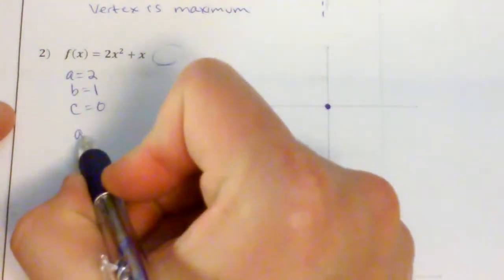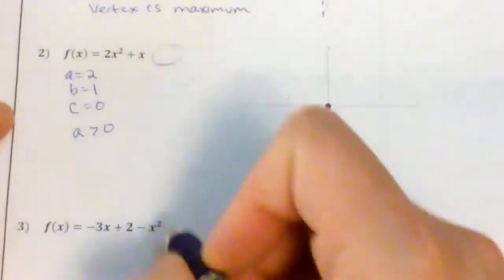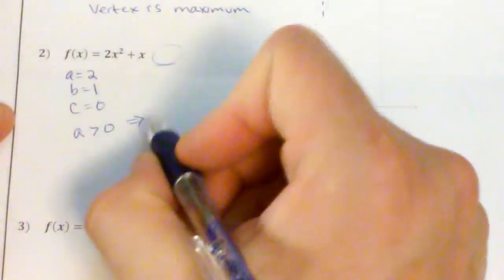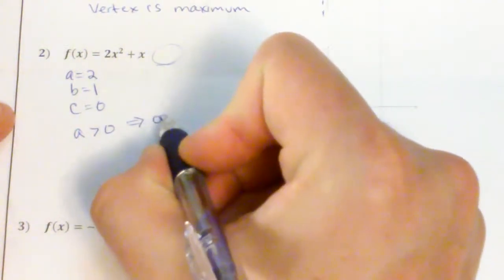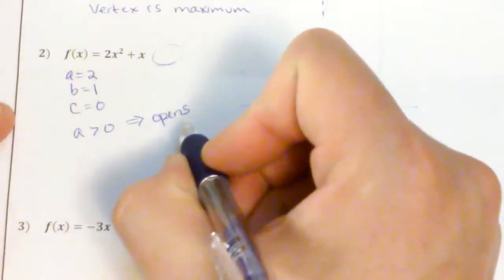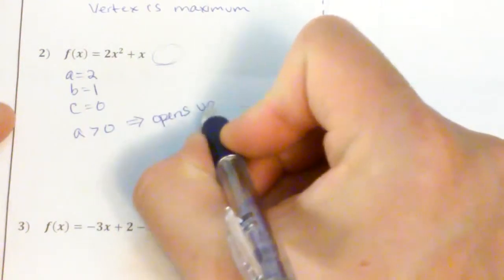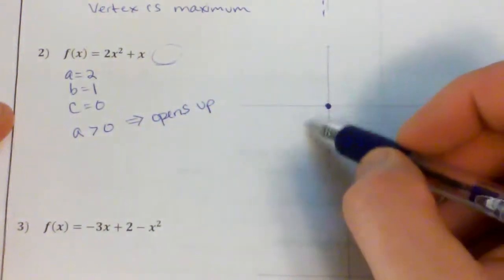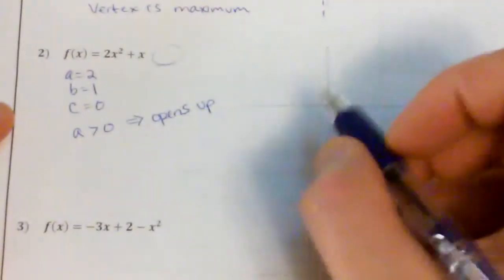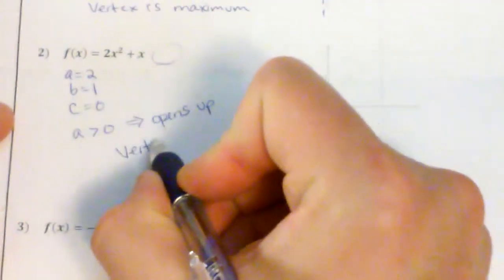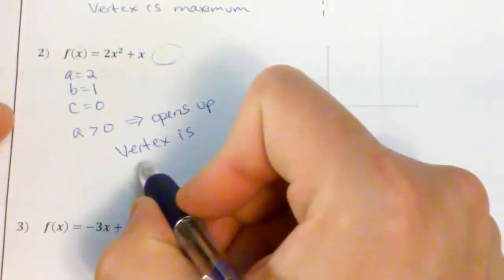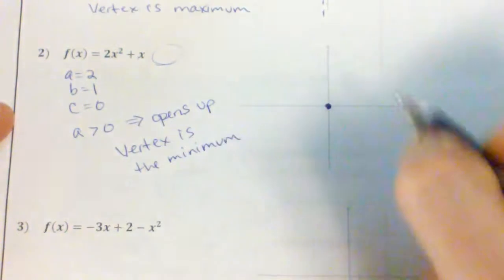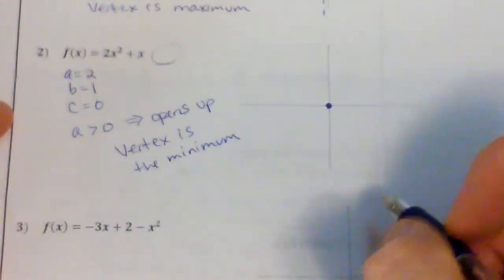Since A is positive, A is greater than 0, it means A is positive. Therefore, this parabola opens up. And since it opens up, it's going to be a U shape. That means the vertex is going to be the lowest point. So the vertex is the minimum. Okay, just some quadratic basics.